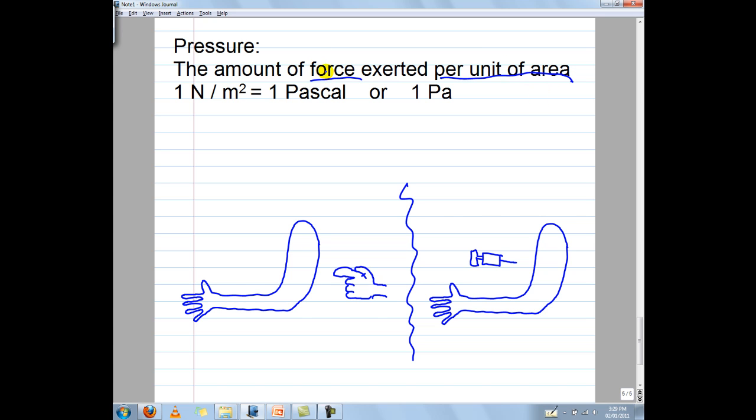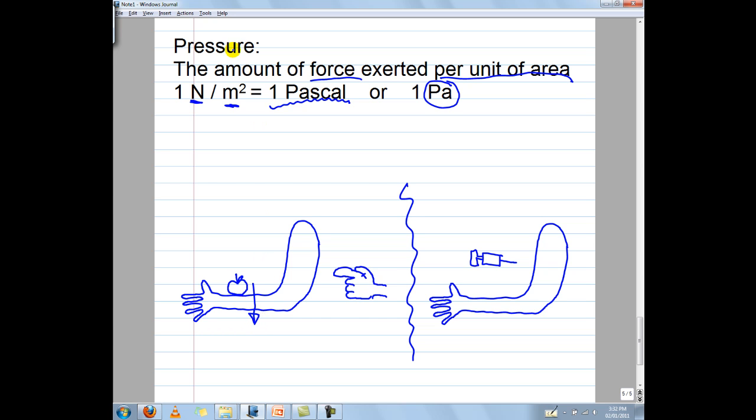So what we do is we measure force using newtons, and area is measured in meters squared. If I have 1 newton per meter squared, that is equal to 1 Pascal. A Pascal is symbolized by a capital P and a lowercase a. So what does 1 newton of force feel like? If I place an apple on your arm, the force of this apple pushing against your arm would be approximately 1 newton. That's how much 1 newton would feel like.